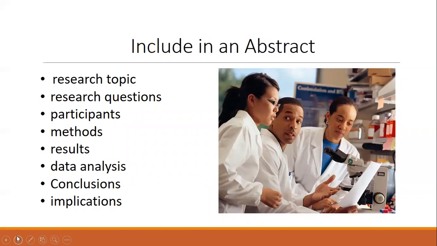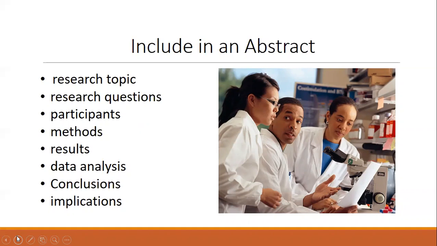What should you include in your abstract? Be as brief as possible, but include your research topic and questions, participants, methods, results, data analysis, conclusions, and implications. We suggest waiting until you've completed the rest of your research paper and then go back and write the abstract at the end.